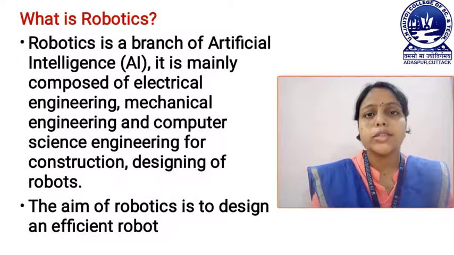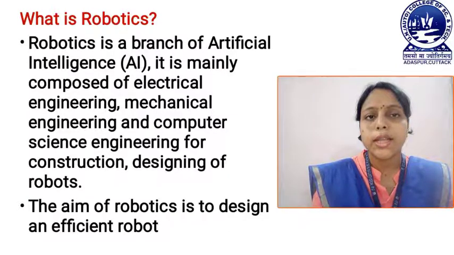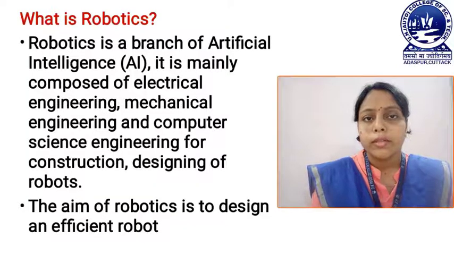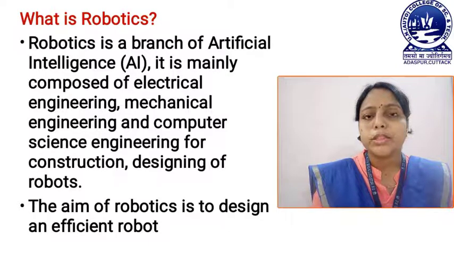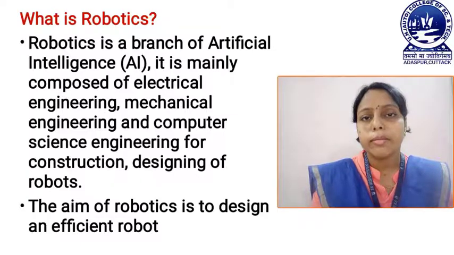Next, what is robotics? Robotics is a branch of artificial intelligence, and it is mainly composed of electrical engineering, mechanical engineering and computer science engineering for construction and designing of robots. That means robotics is the branch of artificial intelligence, because the main aim of artificial intelligence is to design a machine which behaves like a human being and acts like a human being.